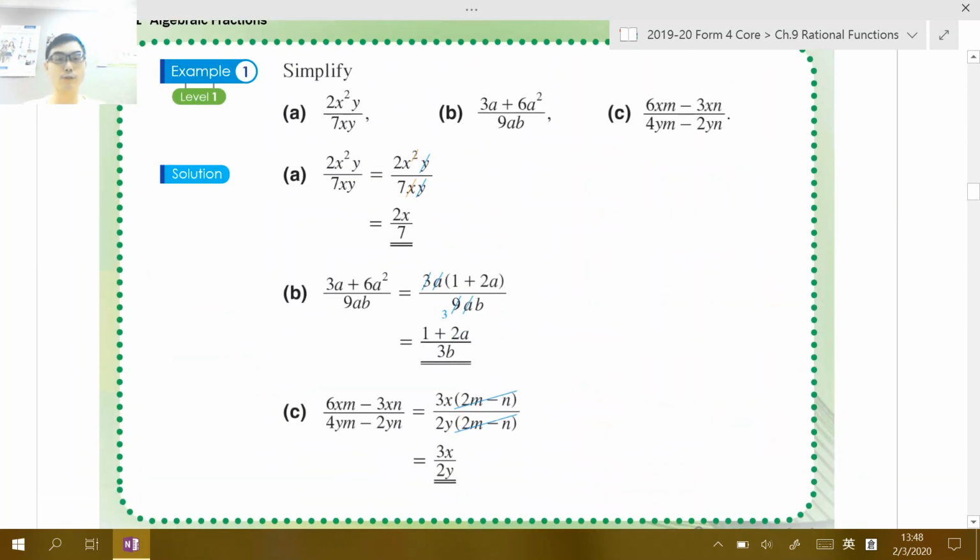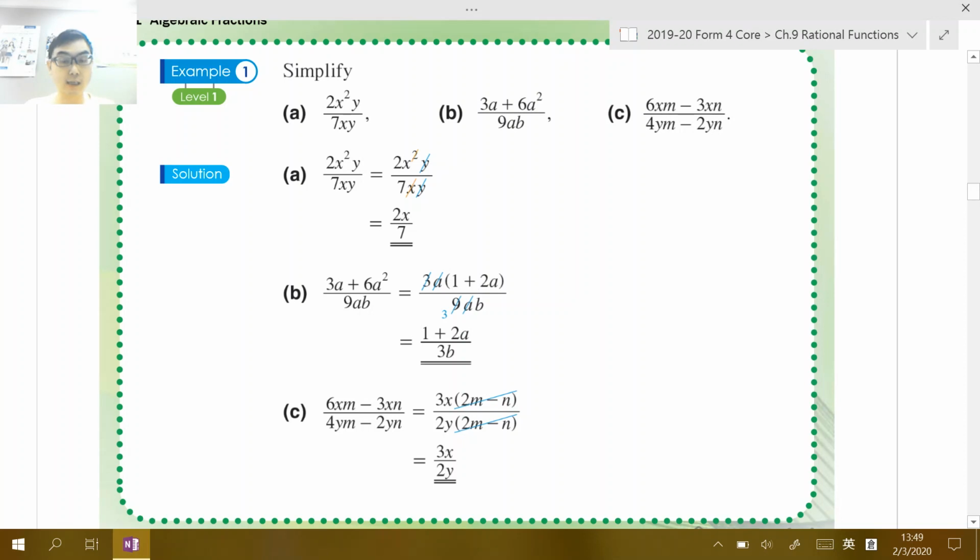For simplifying an algebraic fraction, what we need to do is take out the common factor on both sides, in the numerator and the denominator, and then cancel terms after you have taken them out. But do remember that we cannot just cancel the numerator and the denominator if they are adding or subtracting terms together. They should be in the form of factors, a product of factors.